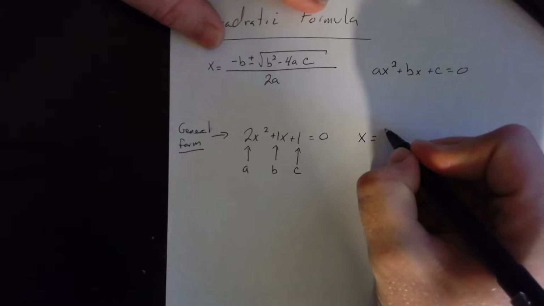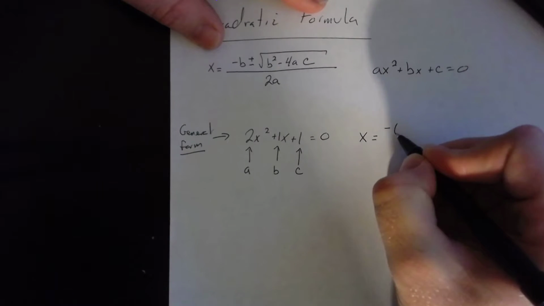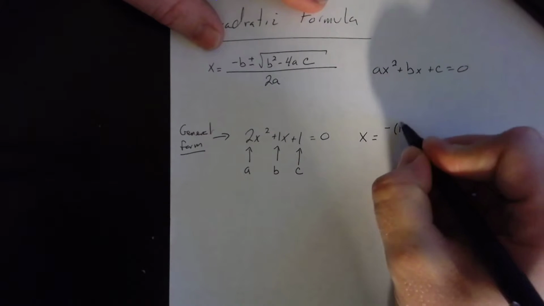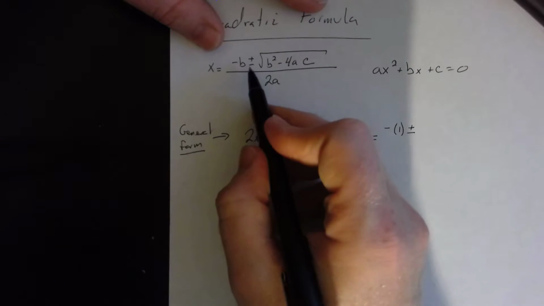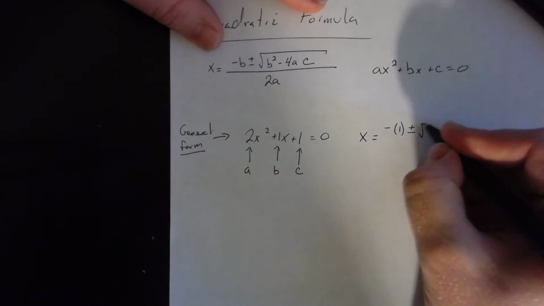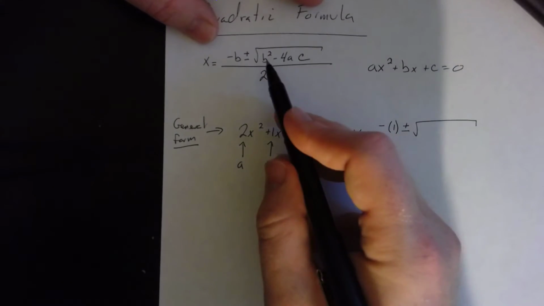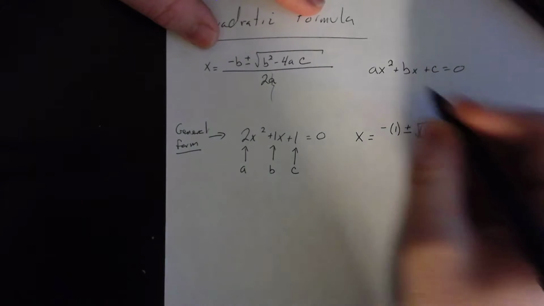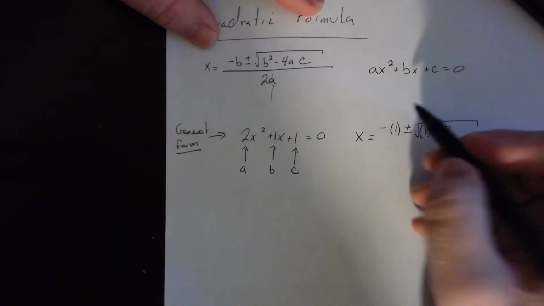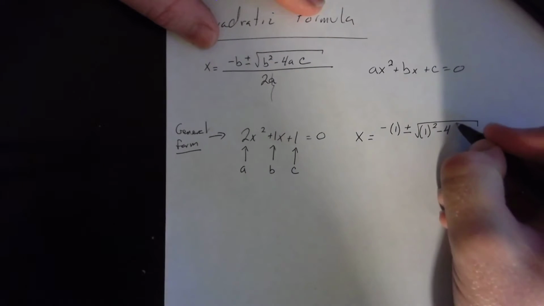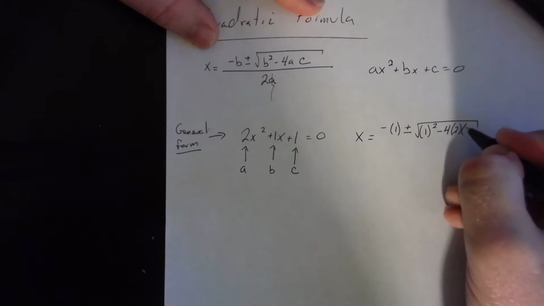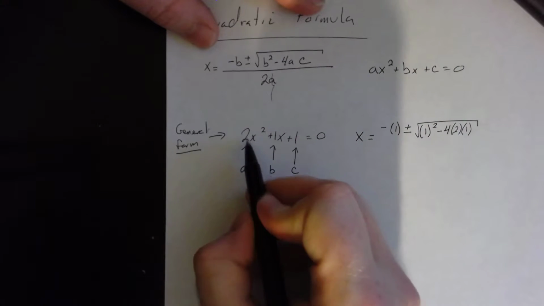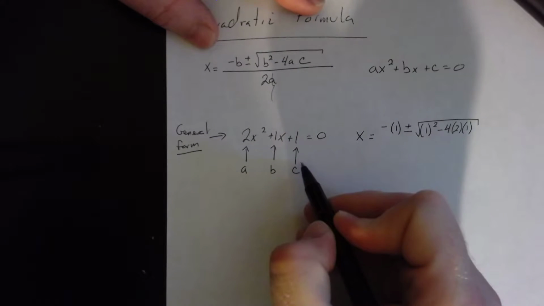So when I plug in my b value, this is going to be negative, and in a parenthesis I'm going to plug in 1. Plus or minus, and again that's the form right there for plus or minus, and I'm going to have a square root of my b squared, so b is 1 squared, minus 4, those don't need parentheses because those were in the problem already, and then you have a, which is 2, and c, which is 1. Again, here is your a, here is your c, the constant term.